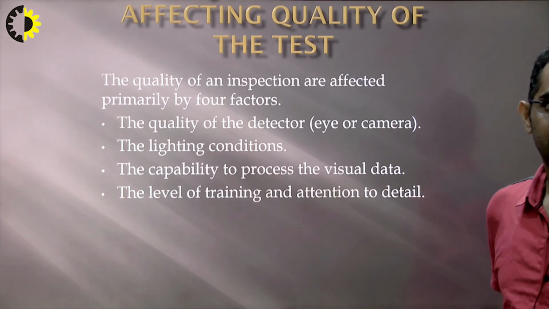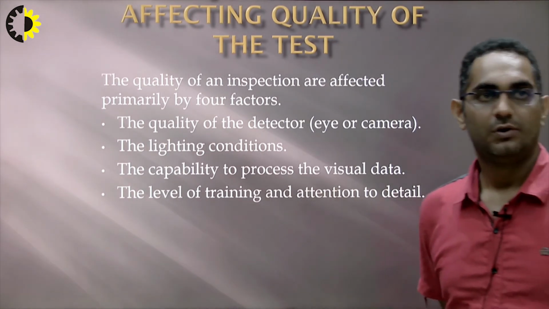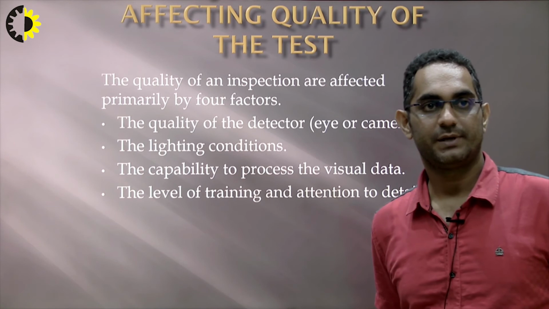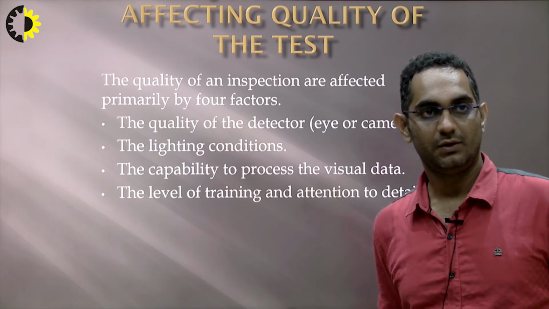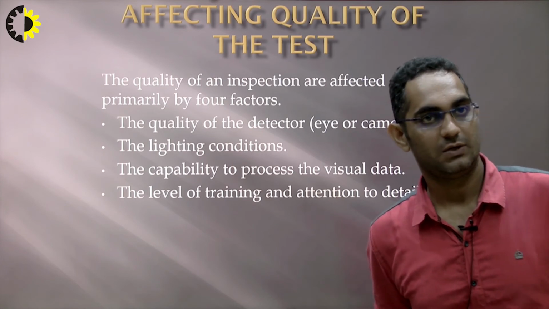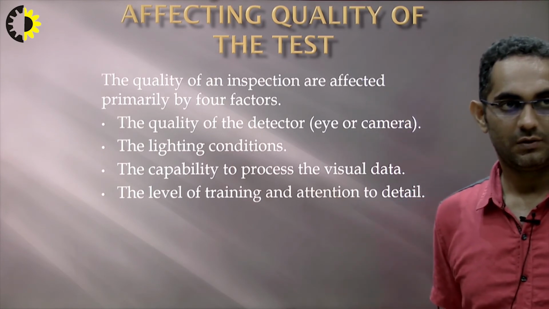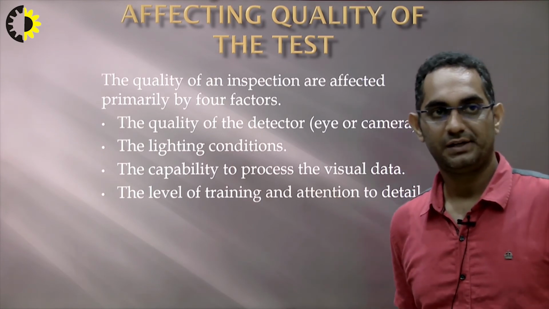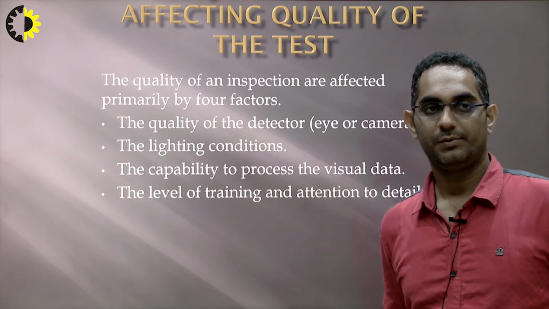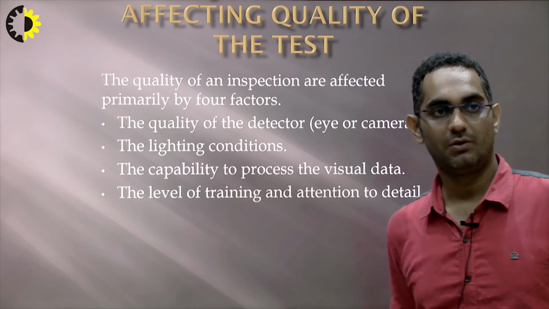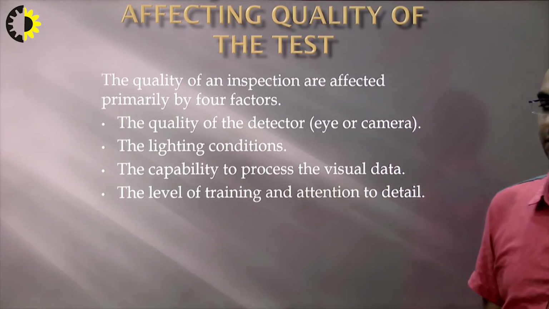Then, factors affecting the quality of the test. The quality of an inspection is affected primarily by four factors: the quality of the detector, that is the eye or the camera, the lighting conditions, the capability to process the visual data, and the level of training and attention to detail.